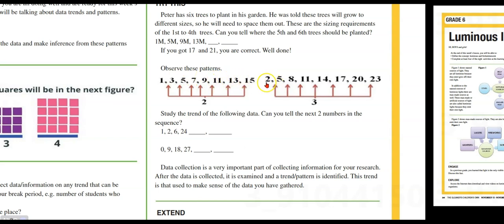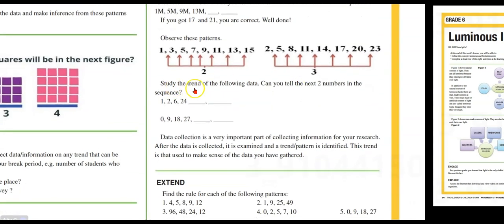Let's look at this one. 2, 5, 8, 11, 14, 17, 20, 23. Now between the 20 and the 23, that's easy to see that they would have been adding 3. So 2 and 3, 5, 5 and 3, 8, 8 and 3, 11, 11 and 3, 14, 14 and 3, 17, 17 and 3, 20, 20 and 3, 23.